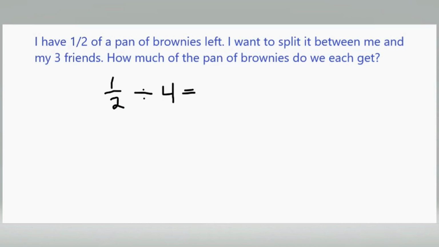I'm going to first solve this using the standard algorithm. So we're going to keep the 1/2. We're going to change the division into multiplication. And we're going to flip 4, right? 4, as a fraction, would just be 4 over 1, because it'd be 4 wholes, right? So we're going to flip it to 1/4. Okay. So now we're just going to multiply straight across. 1 times 1 is 1. 2 times 4 is 8. Okay. So now I'm going to go ahead and model this.